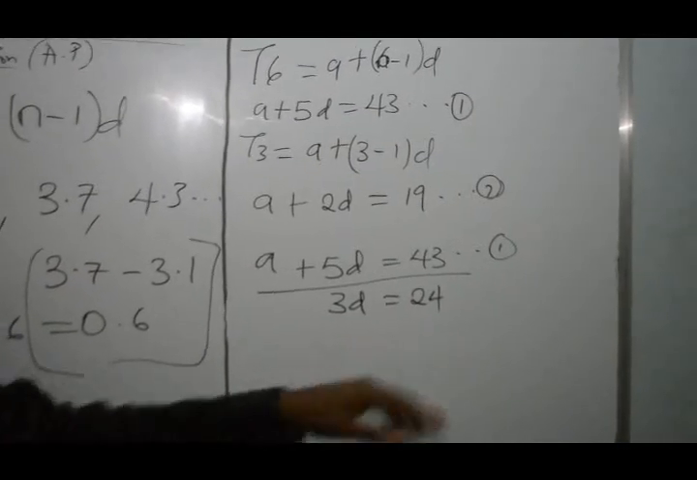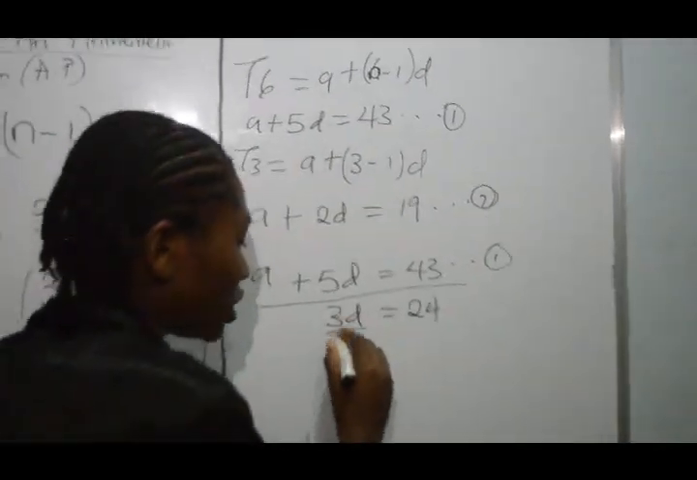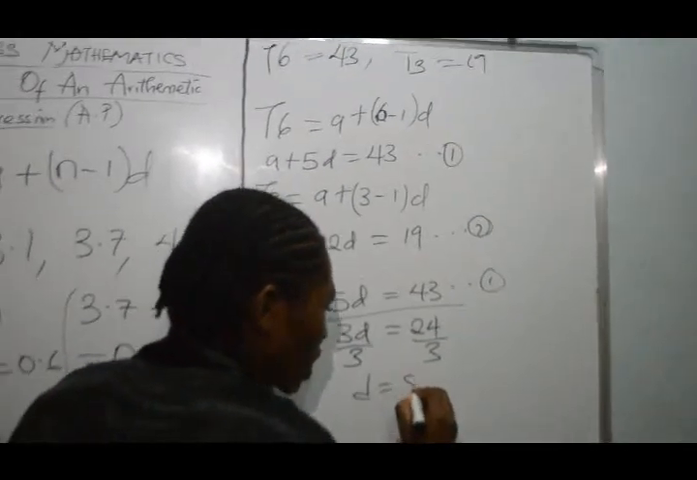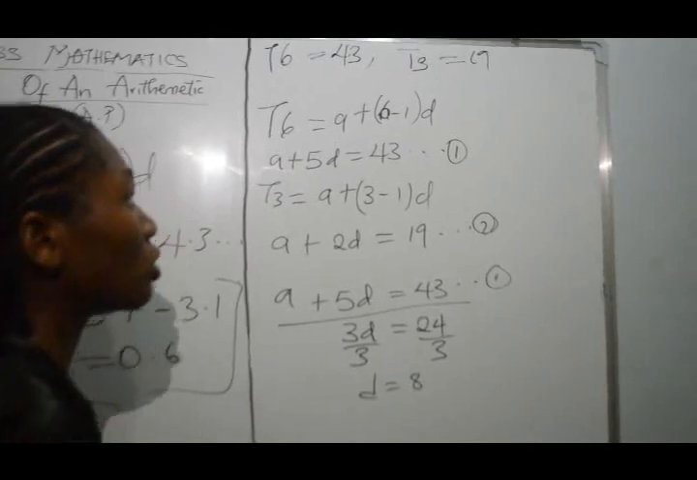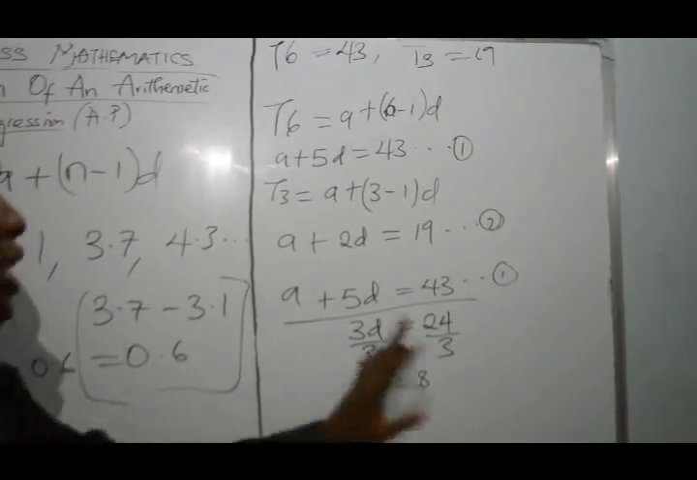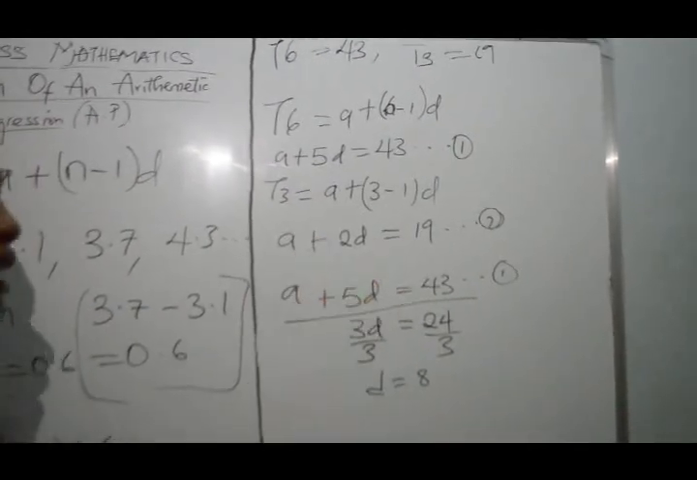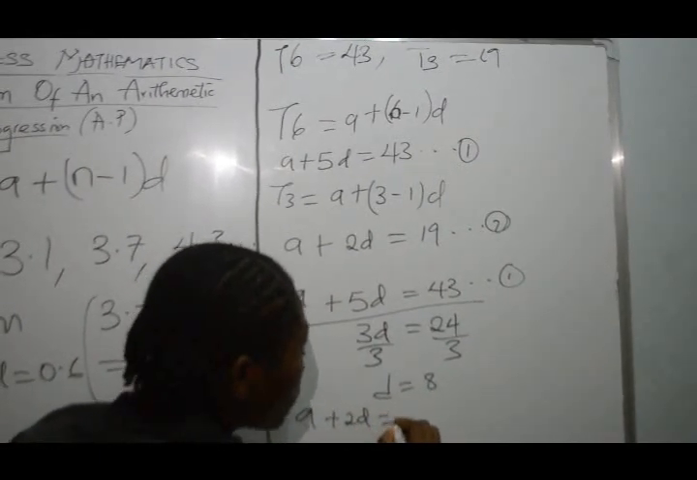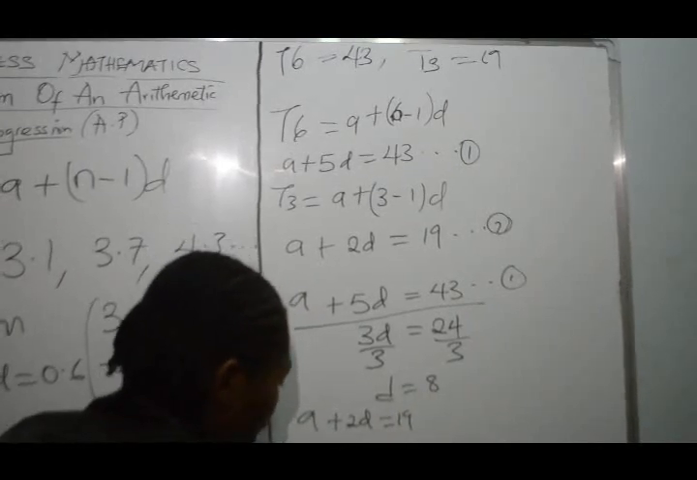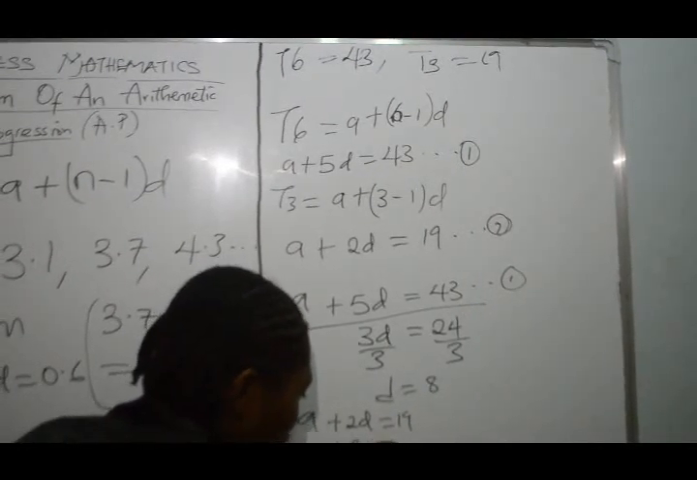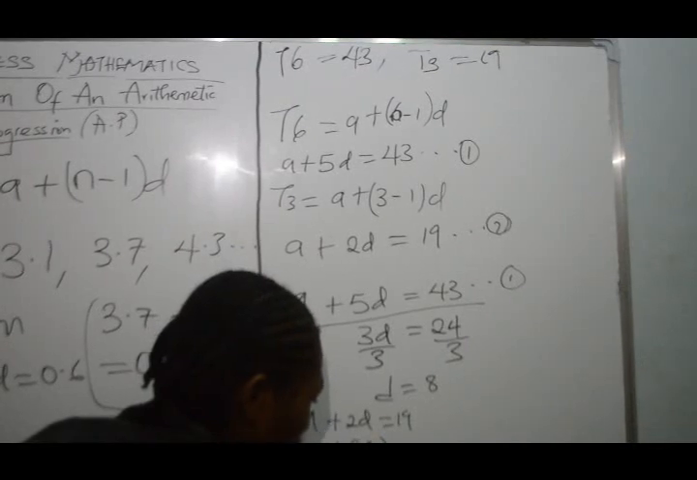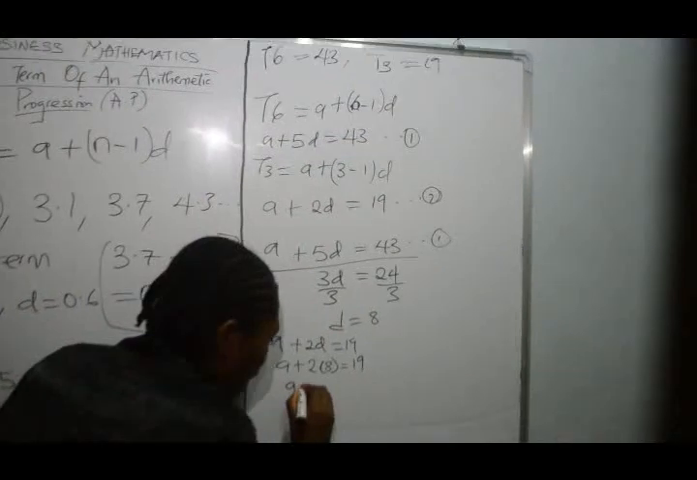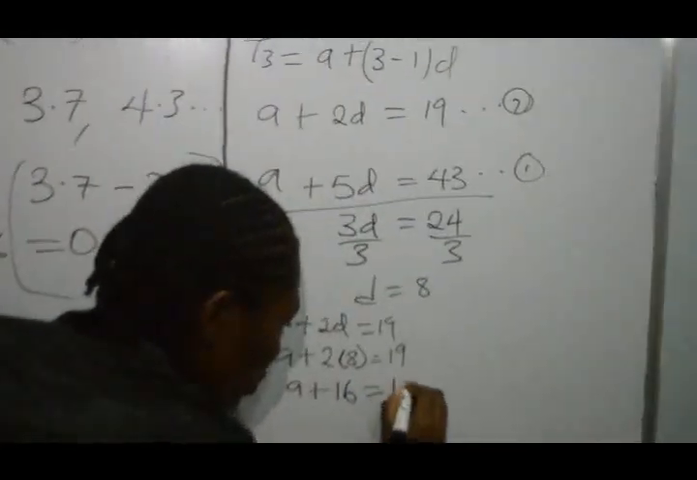So in order for us to find d, we just divide both sides by the coefficient of d, which is 3. So here we have our d equal to 24 over 3, which is 8. Now since we have gotten d, we just substitute in equation 2, since that one is easier. So we have that A plus 2d is equal to 19. Now our d is 8, so A plus 2 times 8, which is 16, is equal to 19.